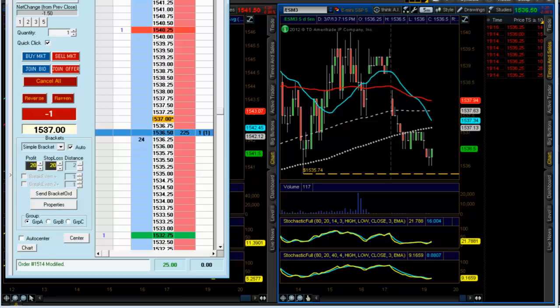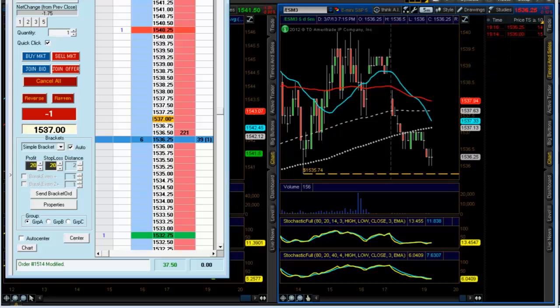How much are you up now? $25. $37.50. Slow move, but you put it at 35 and a half? Or what's that low? Well, you know what? I forced it in there, actually, at 37. I could have probably held on for 37 quarter, but I just wanted to get the trade started for demo purposes.